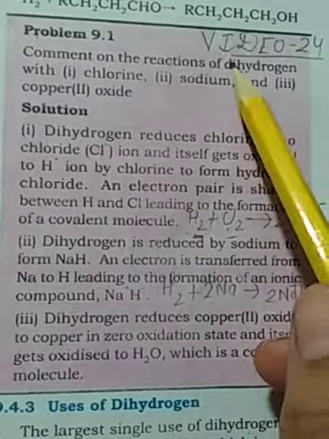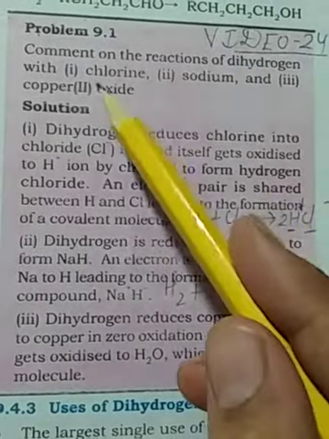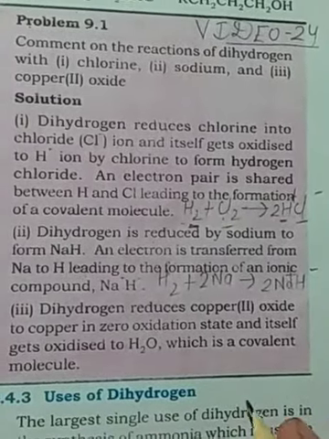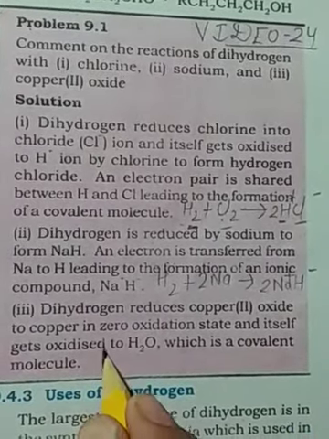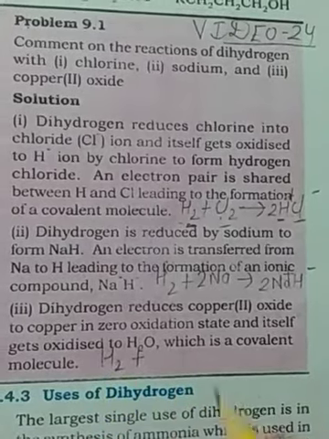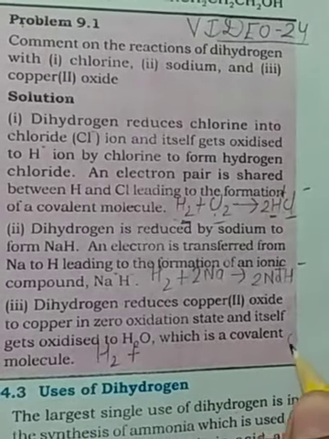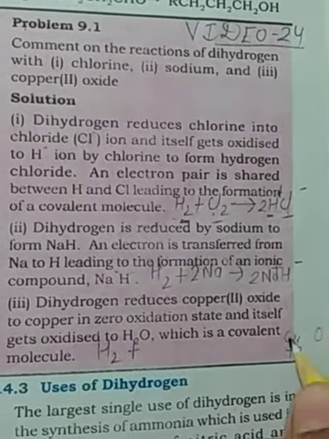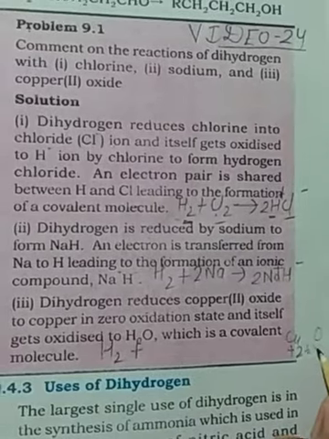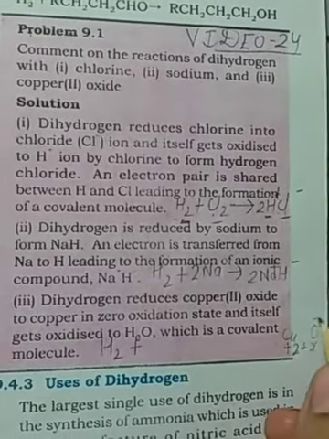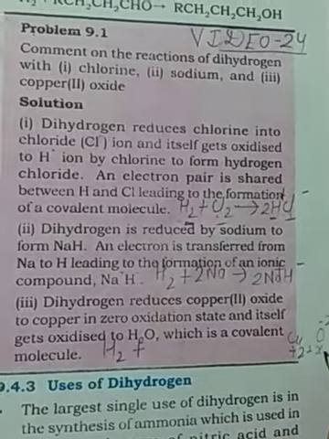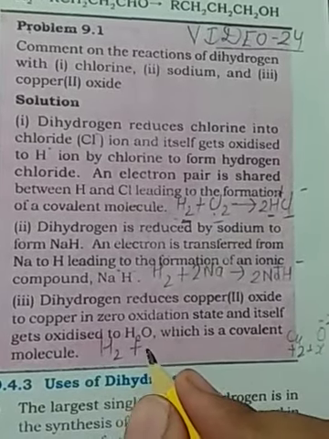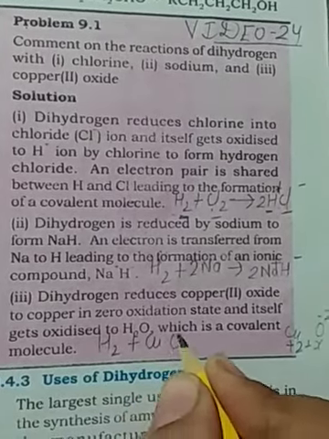Then comment on the reaction of dihydrogen with copper(II) oxide. So dihydrogen H2 plus copper(II) oxide. First we have to write copper and then oxygen. Copper(II) oxide means the oxidation number of copper is plus 2 and oxygen is minus 2, so cross multiply, and the formula is CuO.